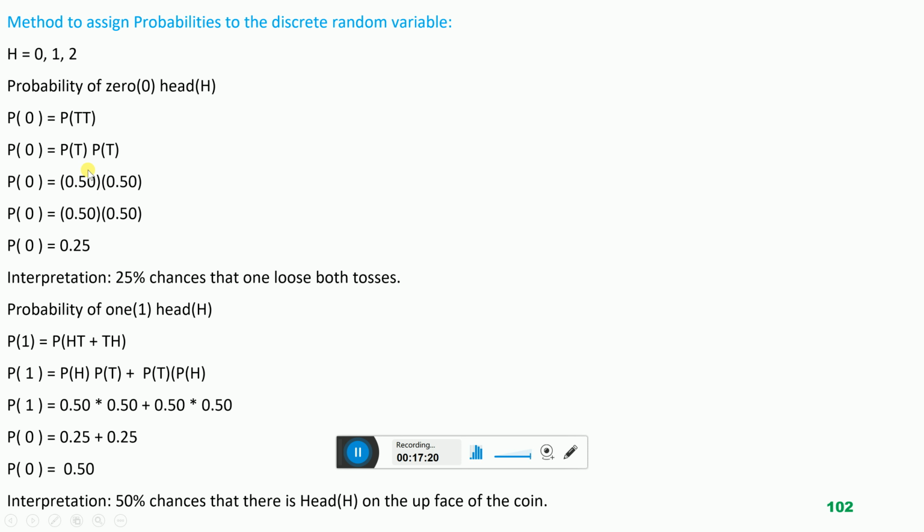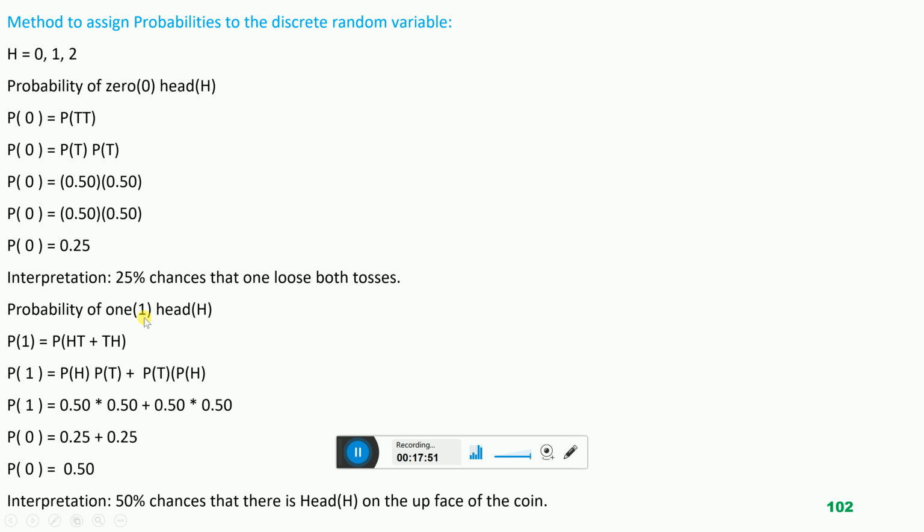What does this 0.50 mean? This means that when we toss a coin, there are 50% chances that there will be head and 50% chances that there will be tail. So the probability of tail is 50%. So the probability of 0 heads is equal to 0.25. What does this mean? This means that there are 25% chances that when we toss a coin twice, both times tail appear, head does not appear.